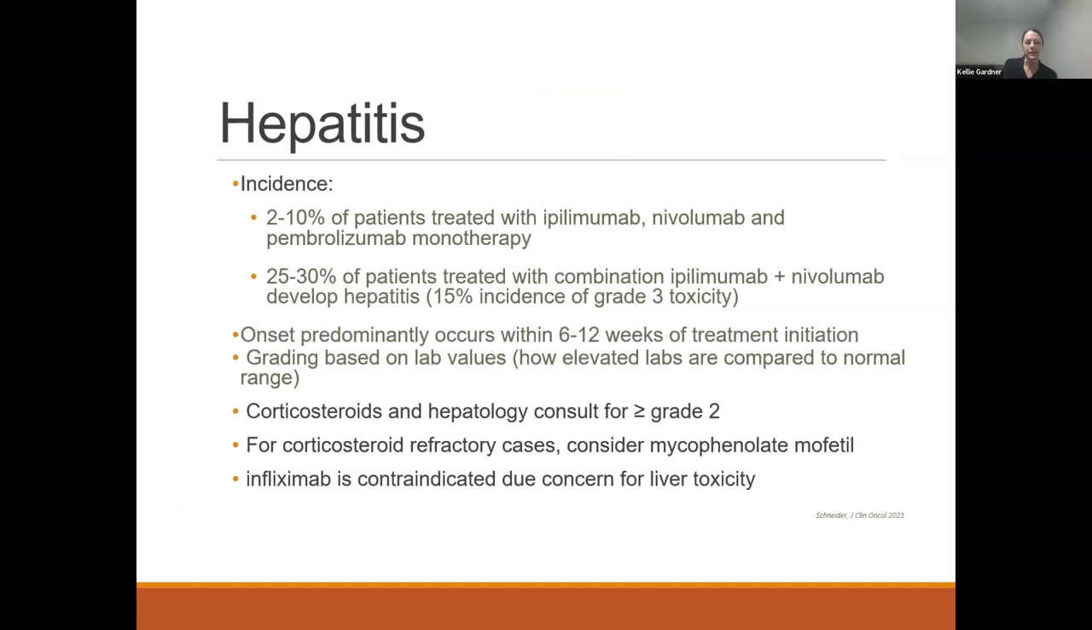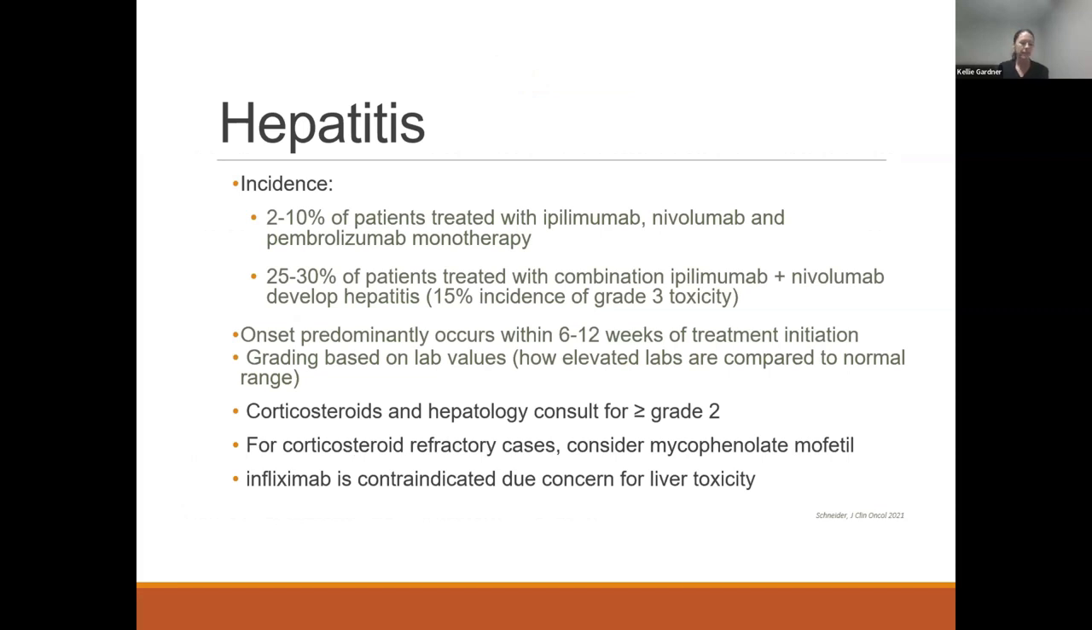We can see this in up to about 10% of patients getting monotherapy, but about a third of patients getting combination of IPI and Nivo will develop some level of inflammation of the liver. About 15% of those will have a grade 3 toxicity. This is usually within the first 3 months of treatment. And the grading is based off of the lab values.